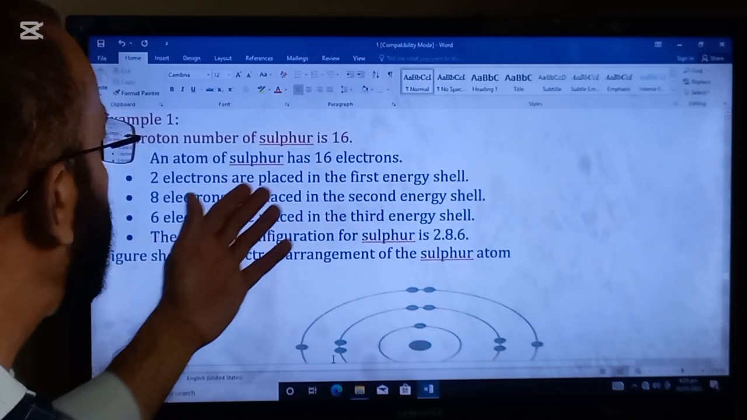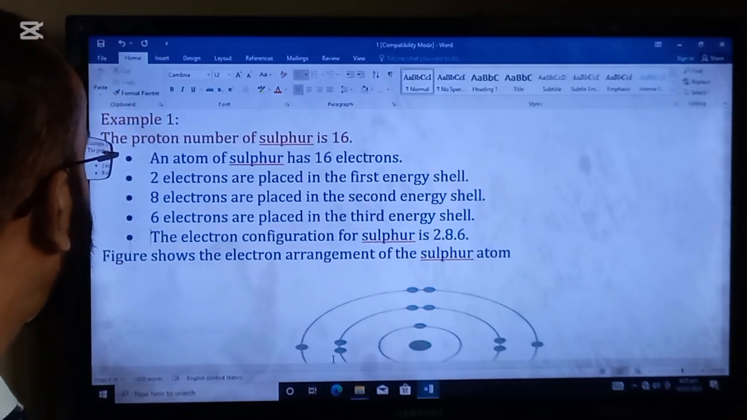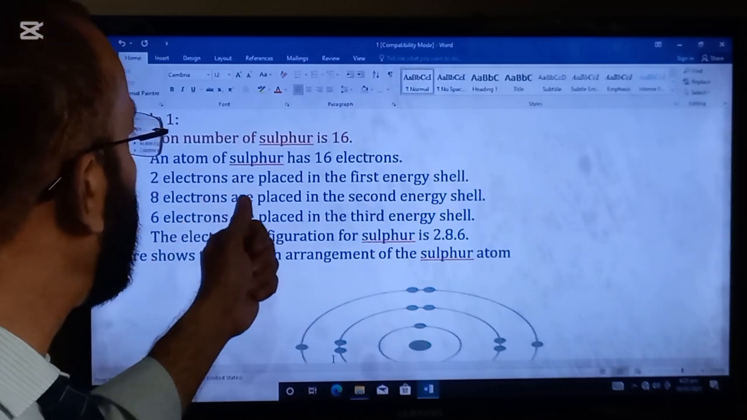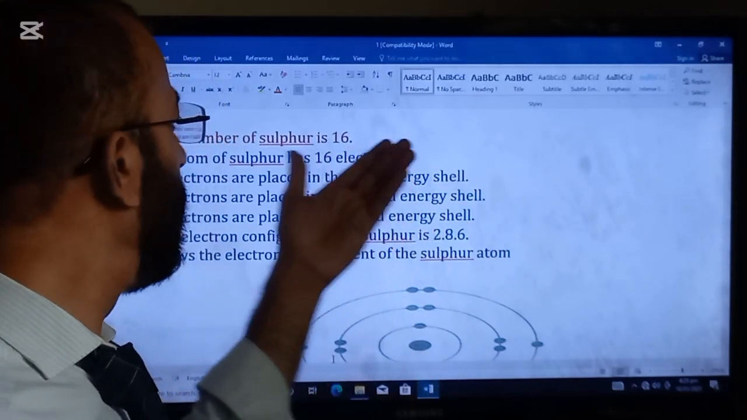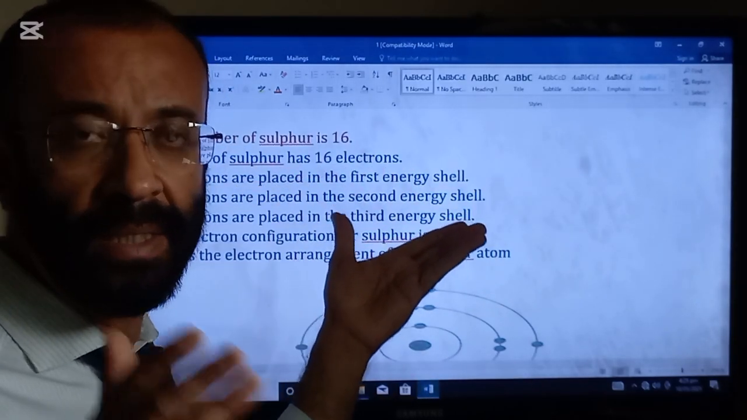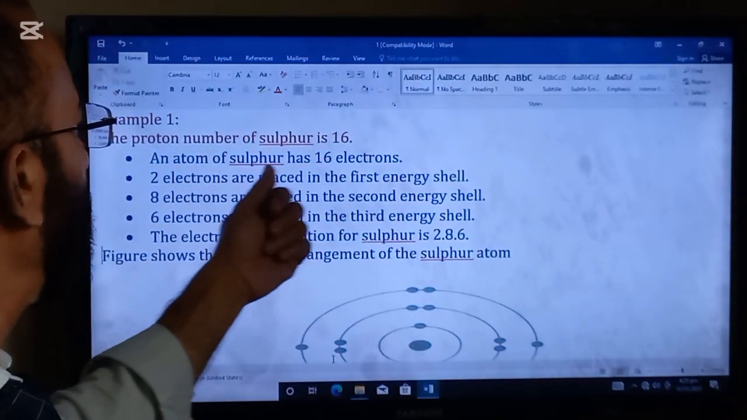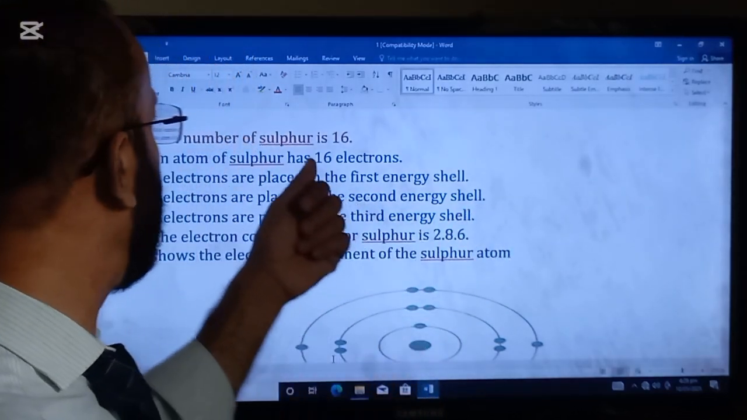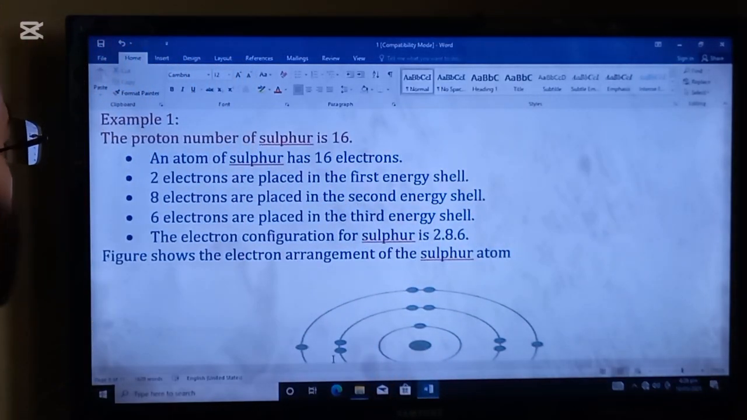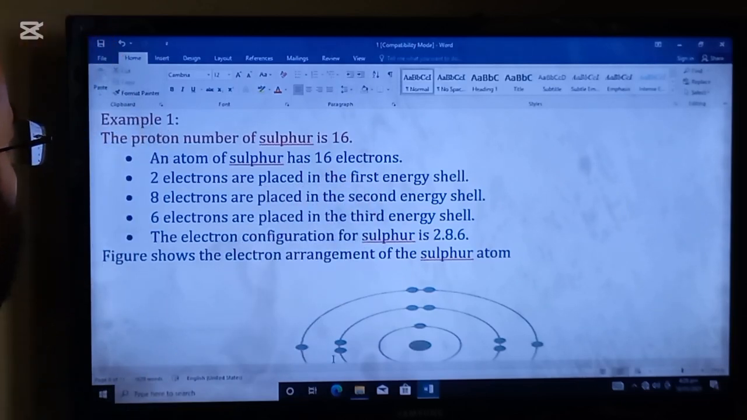The proton number of sulfur is 16. An atom of sulfur has 16 electrons, because in this statement we can see this is an electrically neutral atom. So if the proton number is 16, there will be 16 protons and 16 electrons in sulfur. So an atom of sulfur has 16 electrons.